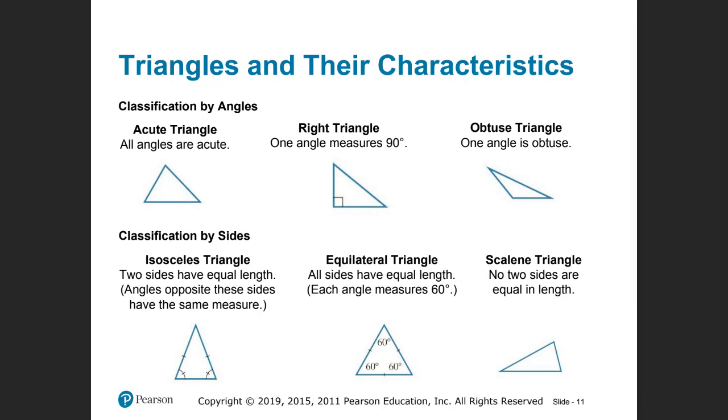An equilateral triangle, all sides have the same length, which means that each angle measures 60 degrees because all three angles are equal and their sum has to be 180. A scalene triangle doesn't have any two sides that are equal in length.